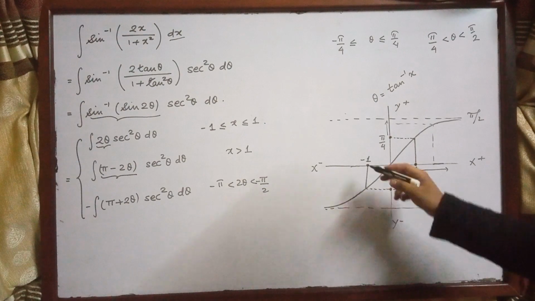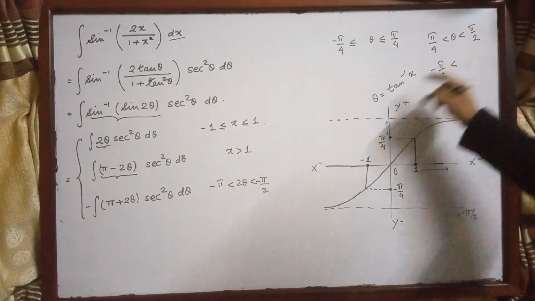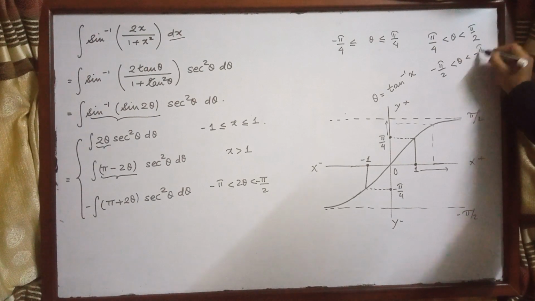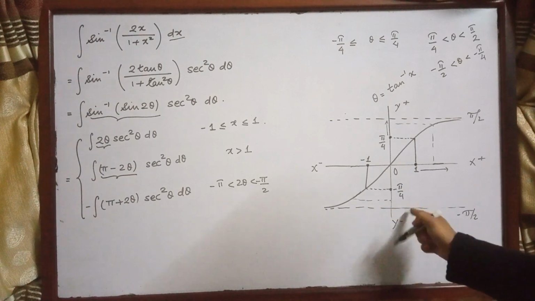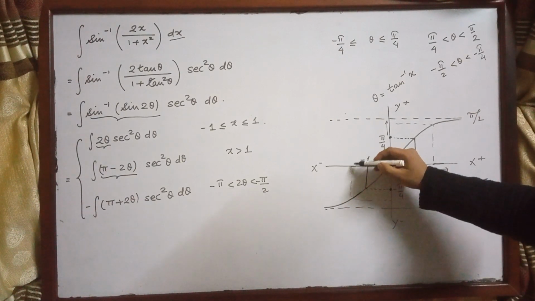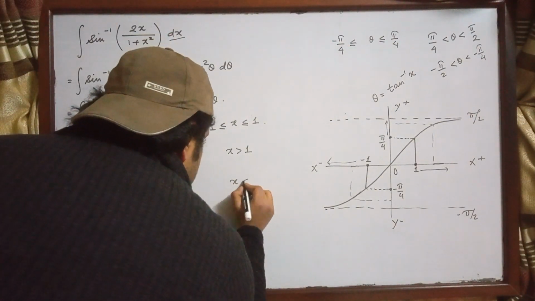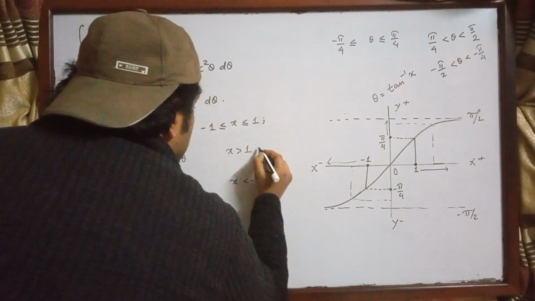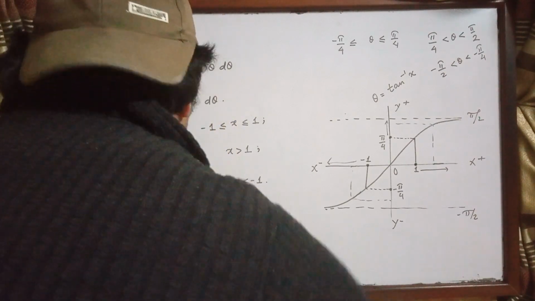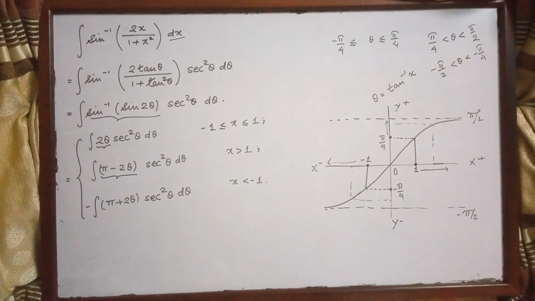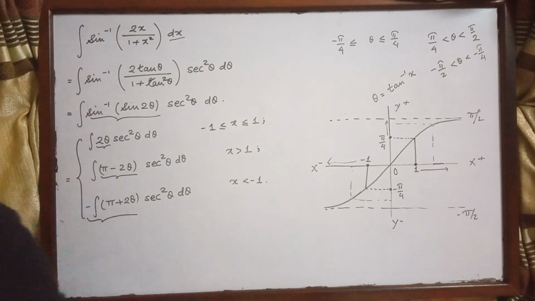This means minus pi over 2 less than theta less than minus pi over 4, and between these two values, somewhere over here, x is less than minus 1. So this corresponds to the case x less than minus 1, like this. So we've gotten the three different representations for our integral.